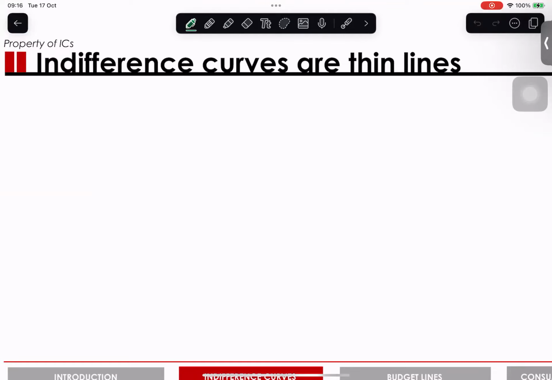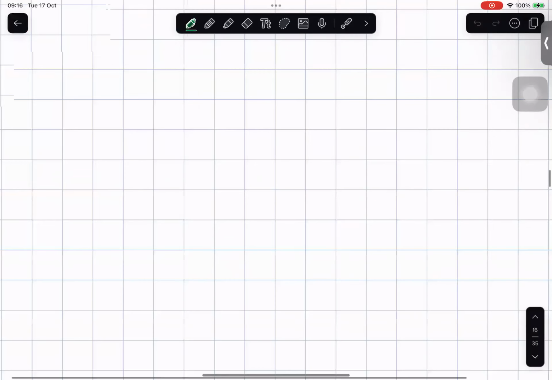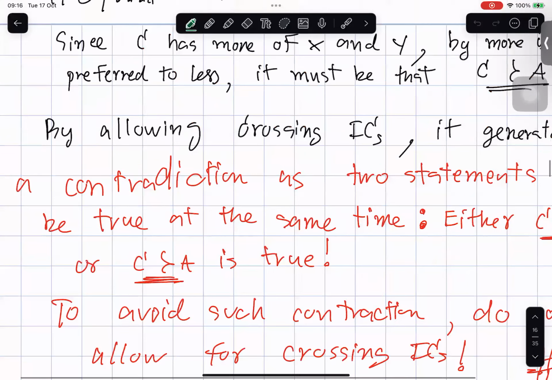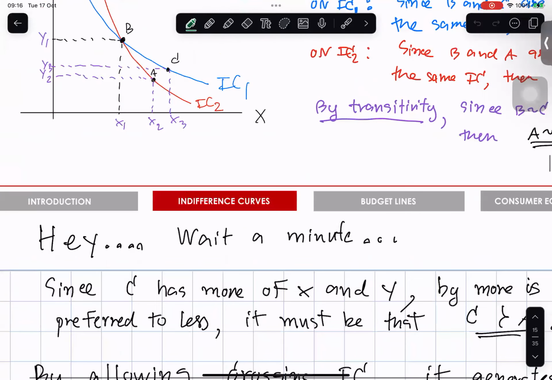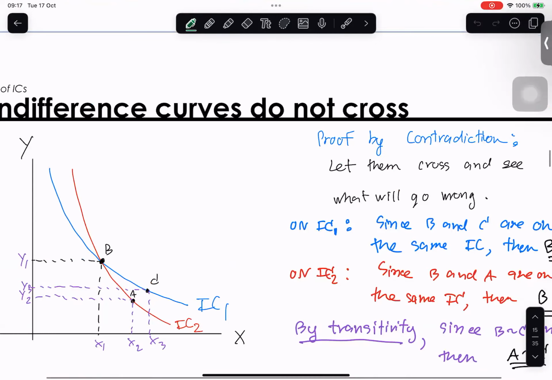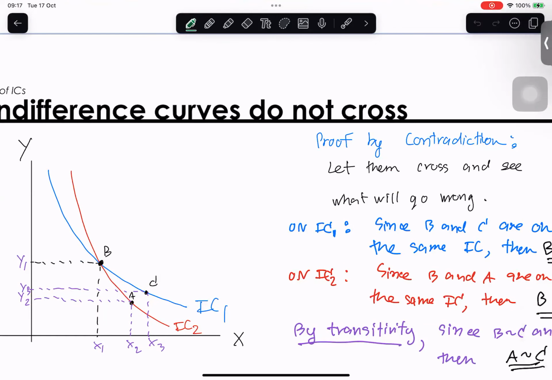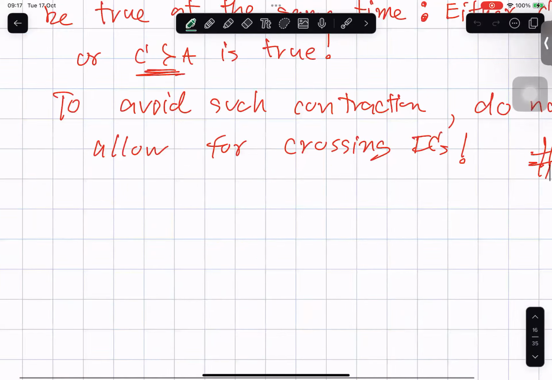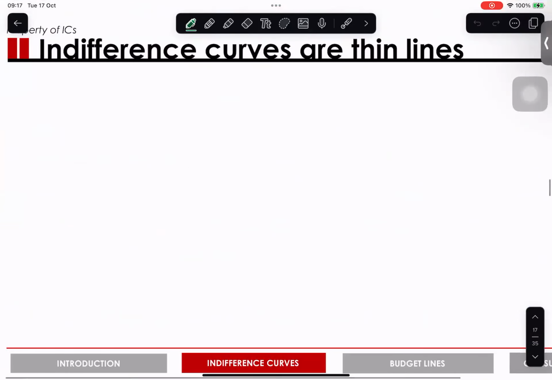We will utilize the same technique that we used to prove why ICs cannot cross. The technique is called proof by contradiction. So let's use this technique again here. I will just start a little bit for you and you continue to think about this later on.